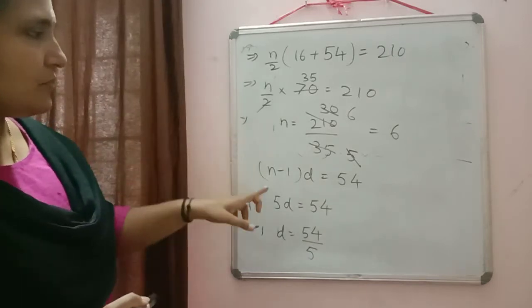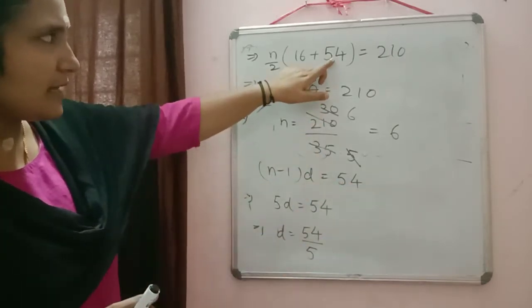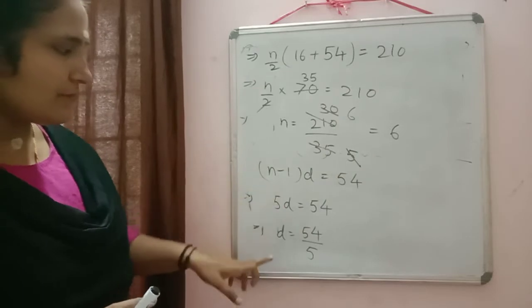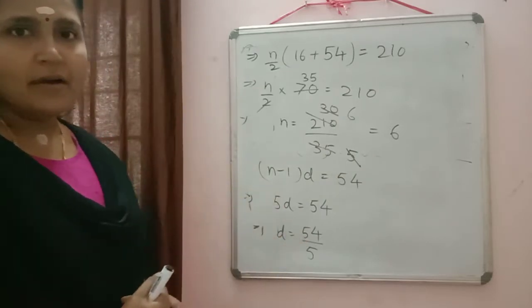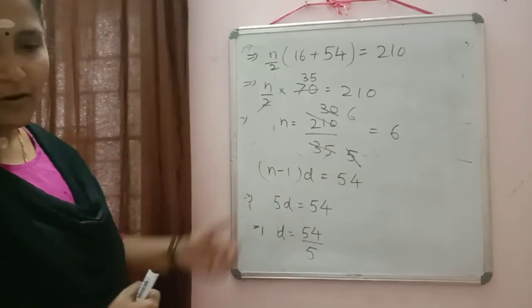(n minus 1) into d is equal to 54 was there. So we substituted the value of n, and we got d is equal to 54 by 5. Moving on to the next question.